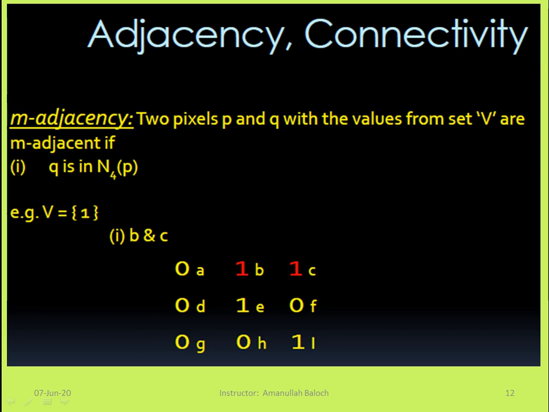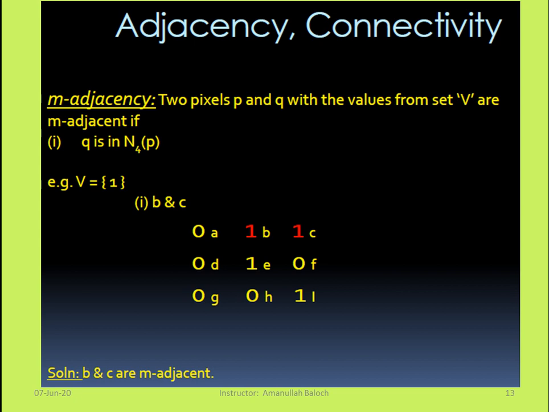If B is P and C is Q, then this Q lies at the horizontal level of pixel B, that is, it belongs to the 4 neighbors of B. C belongs to the 4 neighbors of B. If it belongs to the 4 neighbors of P and also the value of C belongs to set B, then the adjacency between B and C exists, and we can say that C is N4 of B. Q is N4 of P means C is at the position of N4 of B. N4 adjacency exists, so B and C are M adjacent.